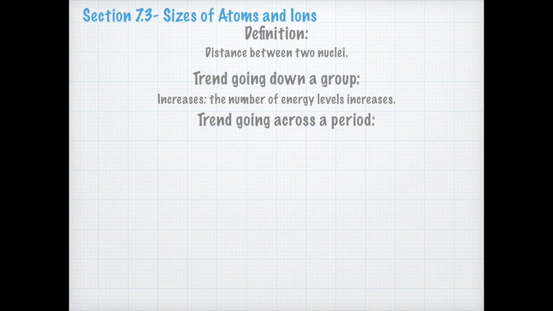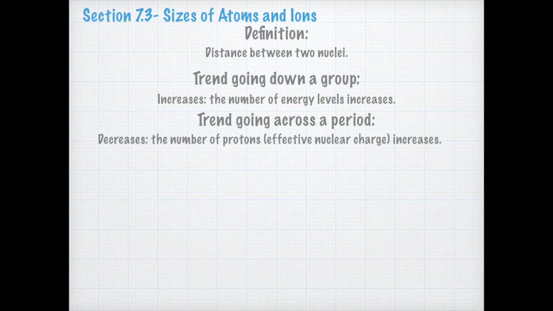Now, as you move across the periodic table, the size of an atom decreases. This is because the number of protons as you move across the periodic table increases. Another name for this is the effective nuclear charge. The effective nuclear charge is the attraction from the nucleus that electrons actually experience. So because the number of protons increases, but you're not increasing energy levels because you're not moving down, the electrons experience more of that positive nuclear charge and therefore are going to be pulled towards the center, and therefore the size of the atom is going to decrease.